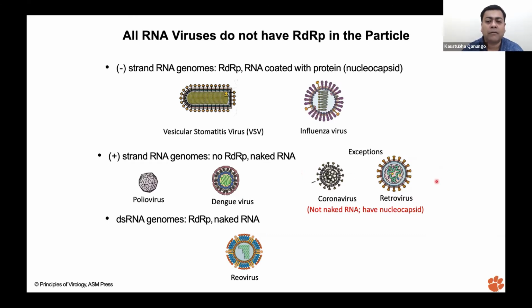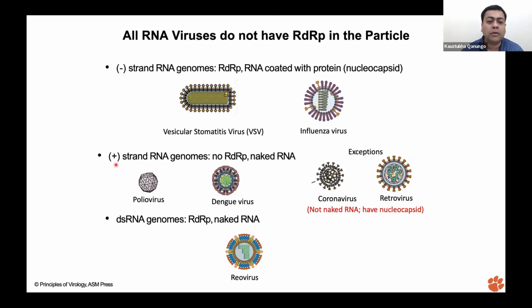And the retrovirus is also another exception, where the RNA is a plus-strand RNA which is coated by the protein, but it is converted into DNA by the viral reverse transcriptase. And it's a different mechanism, a different topic. We are going to talk about that.